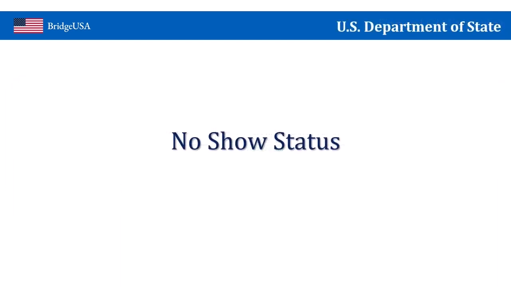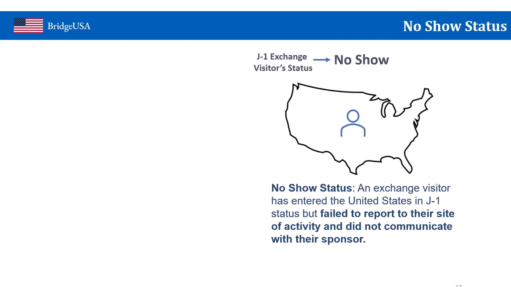Now we will look at no-show status. The difference between using the Cancel EV function and the no-show function is whether the exchange visitor has entered the United States in J1 status. Using the no-show function reflects that the exchange visitor has entered the United States in J1 status, but has failed to report to their site of activity to begin participation in their exchange visitor program.